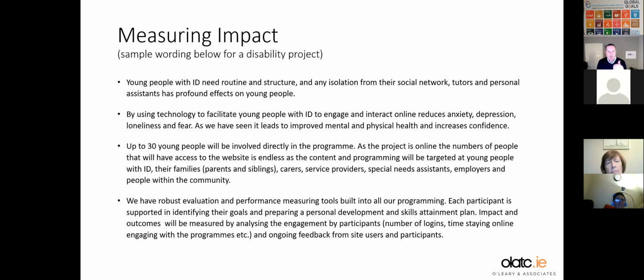When you're talking about the number of people benefiting from a project, you also include the people that are benefiting indirectly. For example, on this physics project, which is the example I've used, you might have 30 young people involved. But those young people are living with their parents and siblings, they might have carers, they might have other service providers working with them. They're all benefiting indirectly from the work you're doing.